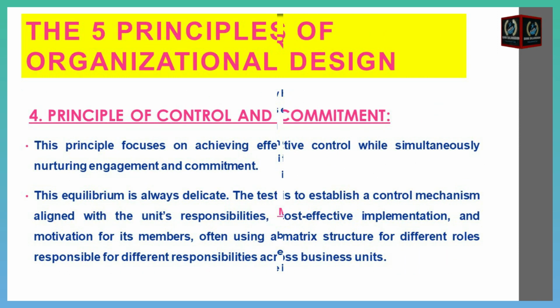Then comes the principle of control and commitment. This principle focuses on achieving effective control while simultaneously nurturing engagement and commitment. This equilibrium is always delicate. The test is to establish a control mechanism aligned with the unit responsibilities, cost effective implementation, and motivation for its members, often using a metric structure for different roles and for different responsibilities across our business units.